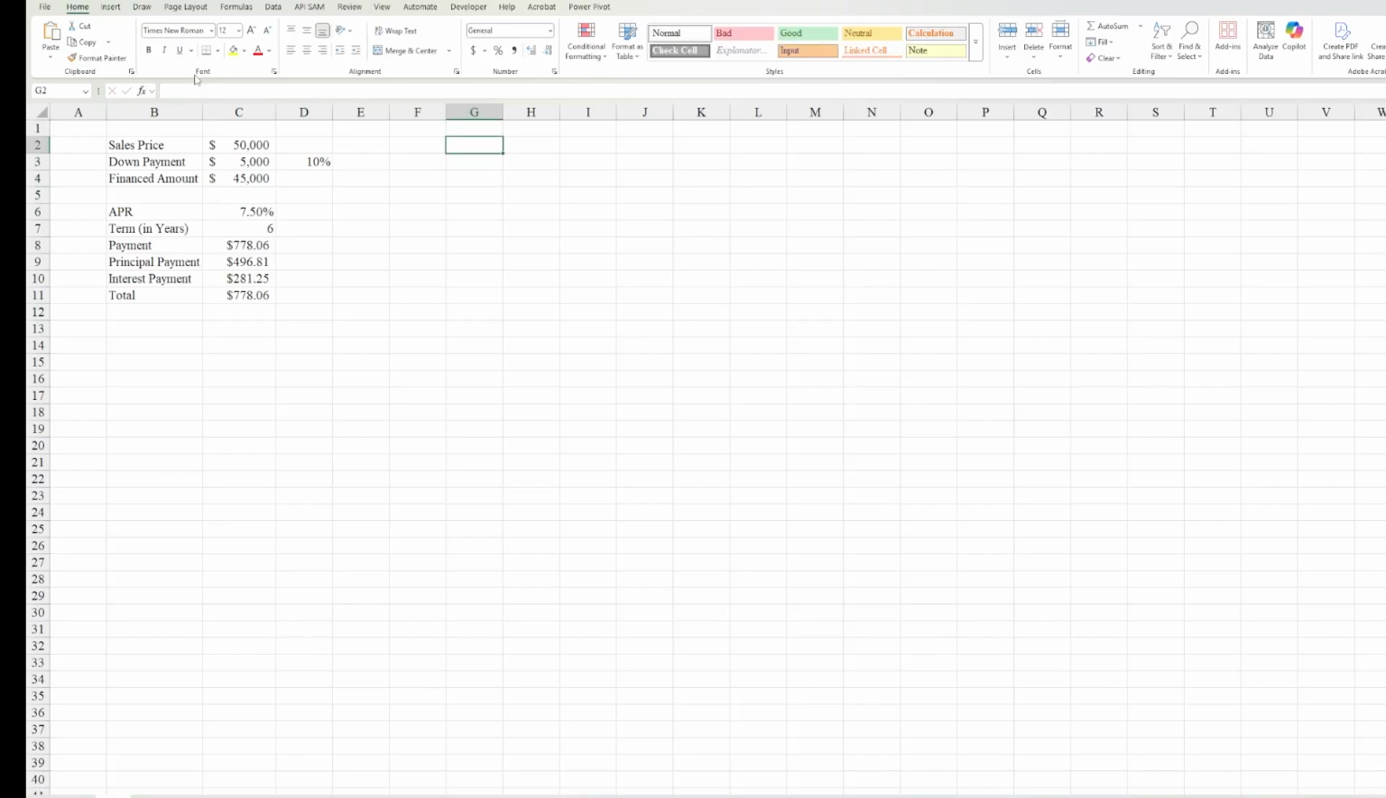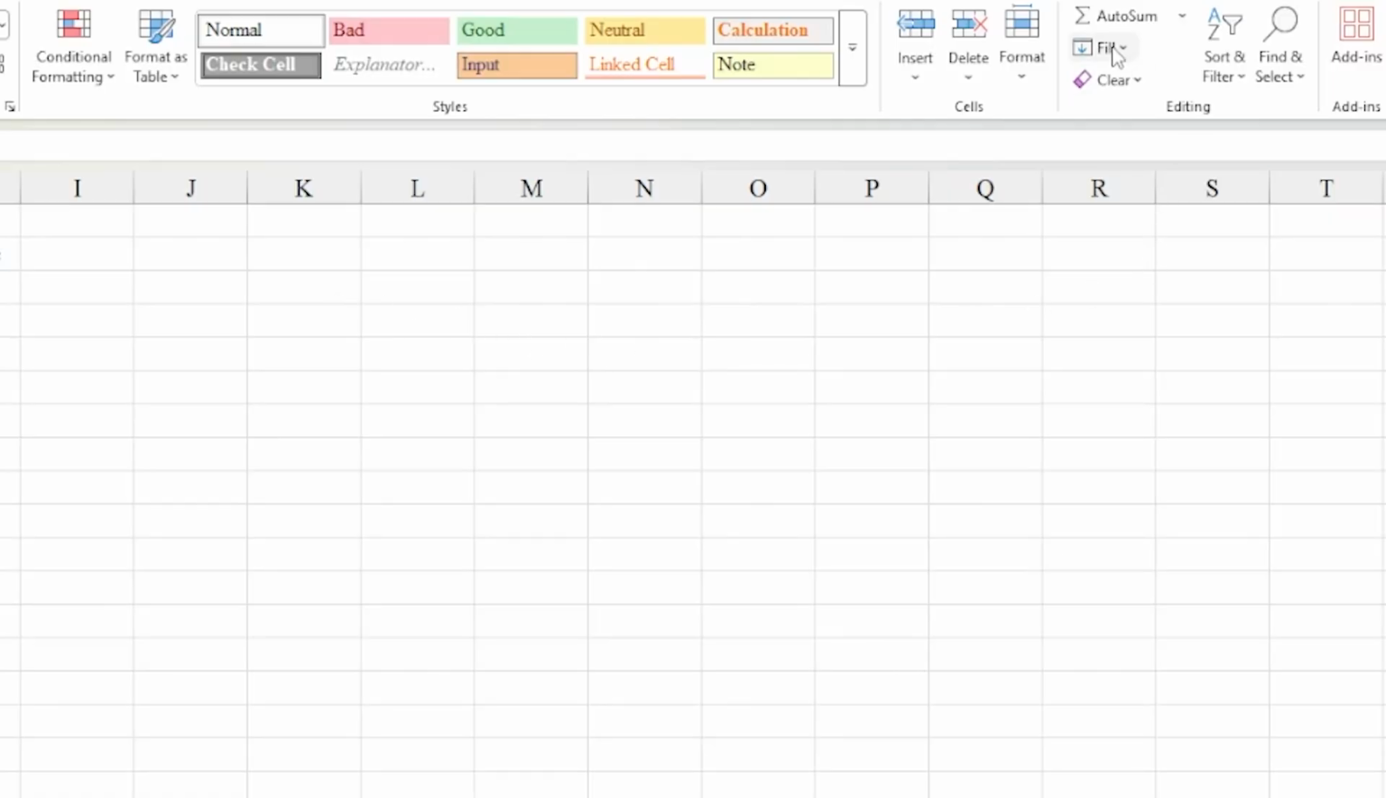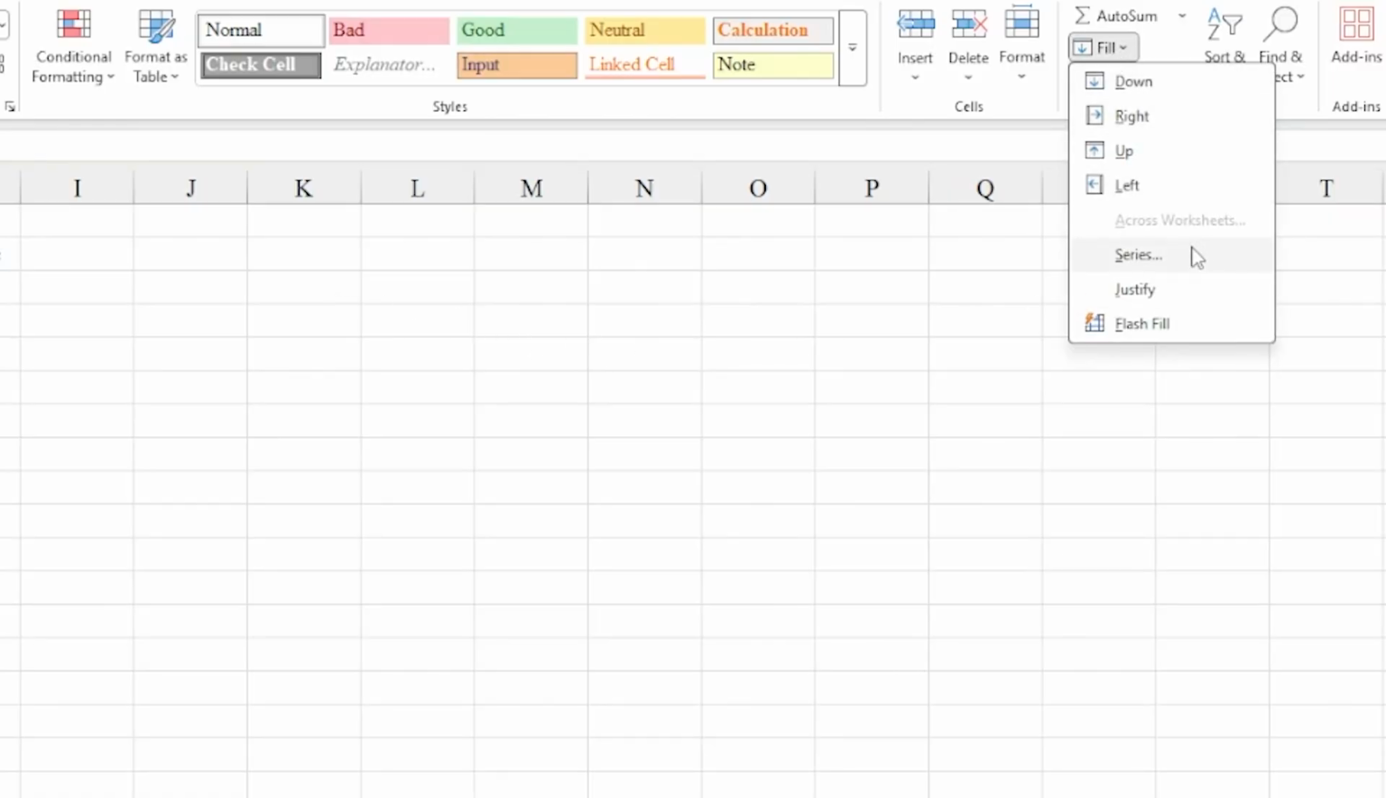Now over here we're going to set up a simple amortization table. So we're going to form our period right here. What we're going to do is start with the number 1. And this is a cool trick for fast fill. When you have to fill in a lot of numbers, we're going to start with number 1. You're going to go over here to the fill option, and we're going to go to series.